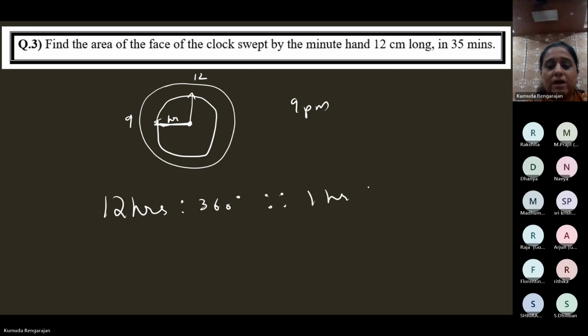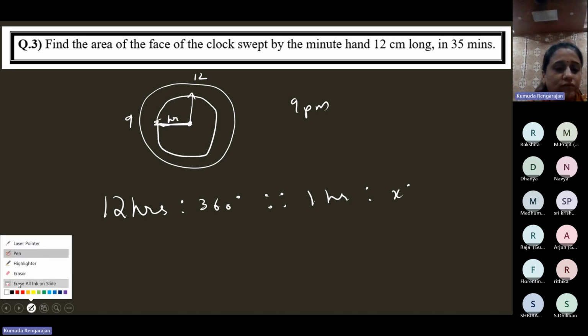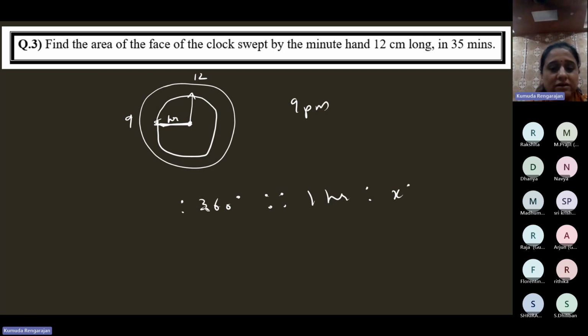Whatever is in the question: 12 hours, 360 degrees. So 1 hour, how many degrees? Or 2 hours, how many degrees? 3 hours, how many degrees? Whatever is the requirement, you'll have to use this proportion if it's the hour hand. Please make a note of this, and write it neatly. This is about the hour hand.